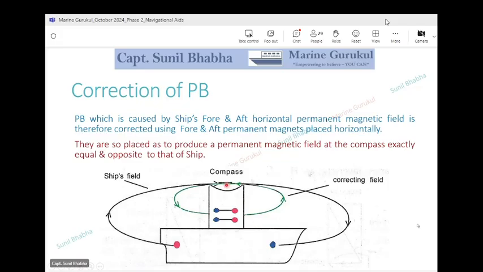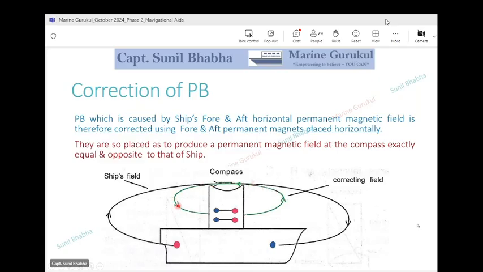So what do we do to correct it? We use fore and aft permanent magnets. We place them in the binnacle just below the compass, and we place them in such a way that their poles are opposite to the poles of the ship. So we had the blue pole at the bow. When we place these correctors, we place the blue pole towards the stern. You see, we have the red pole of the corrector magnet towards the bow. So when you place these magnets in the binnacle, they generate a correcting field. Right now the laser pointer is on the correcting field.